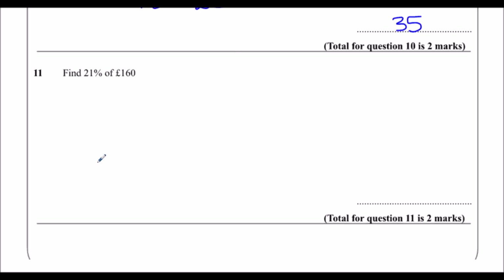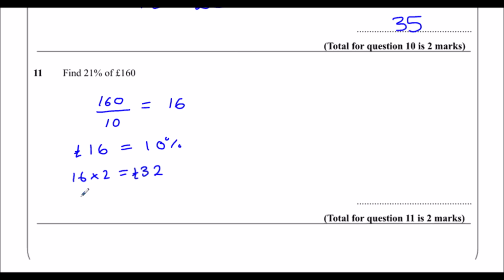Question 11. Find 21% of 160 pounds. So we can find 10% by dividing by 10. So 160 divided by 10 is 16. So 16 pounds is our 10%. We can find 20% by doubling 10%. So 16 times 2 is 32 pounds. So 32 pounds is 20%.